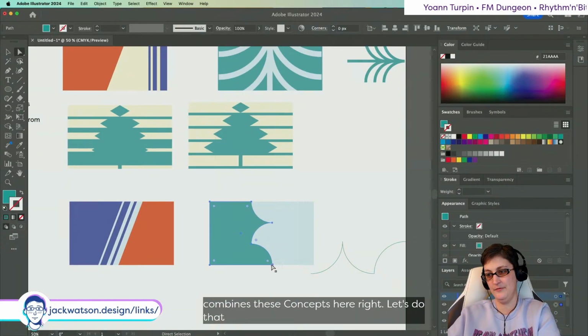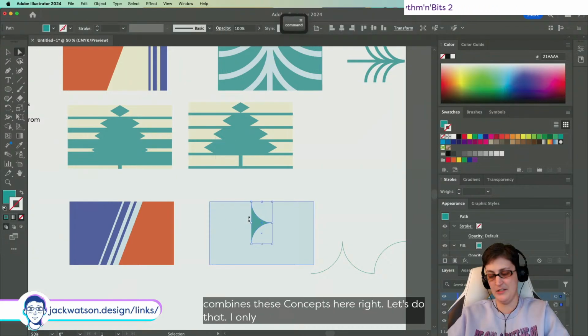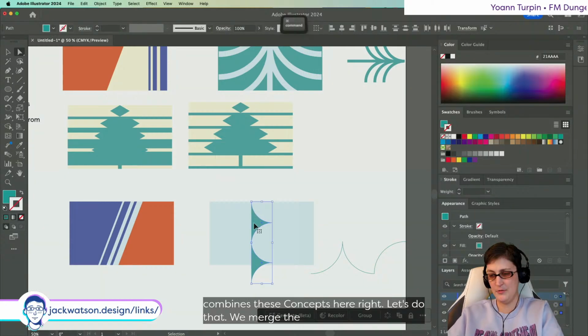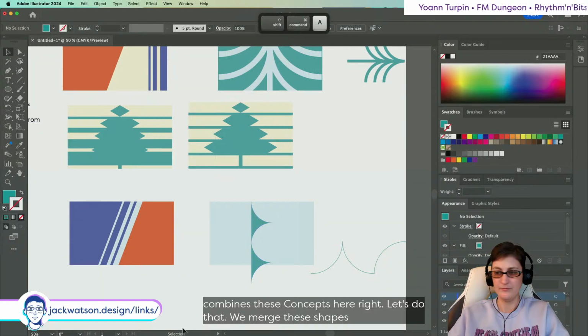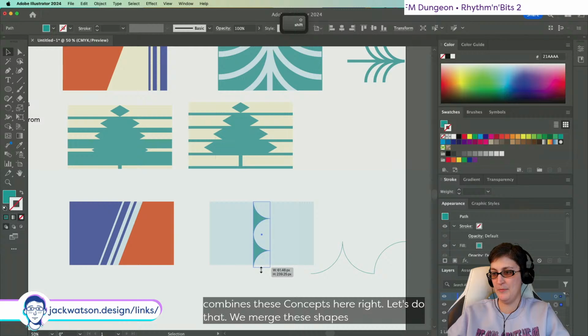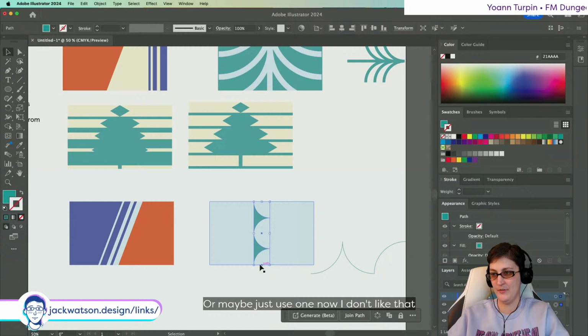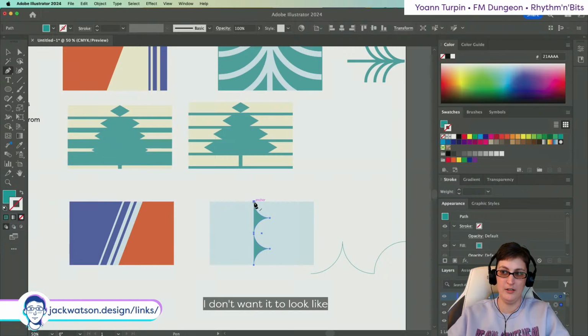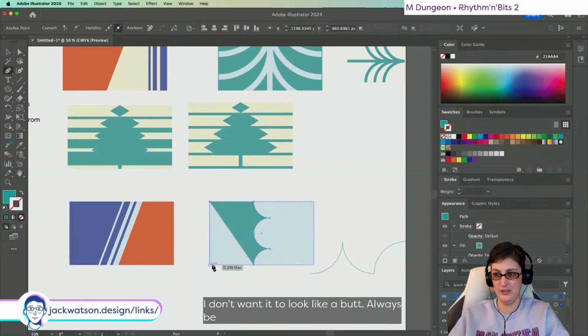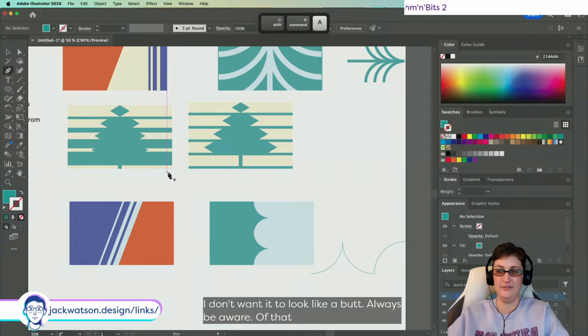Let's do that. And we keep just this. And we merge these shapes. And we pull it back down. Or maybe we just use one. No, I don't like that. I don't want it to look like a butt. Always be aware of that in your designs.